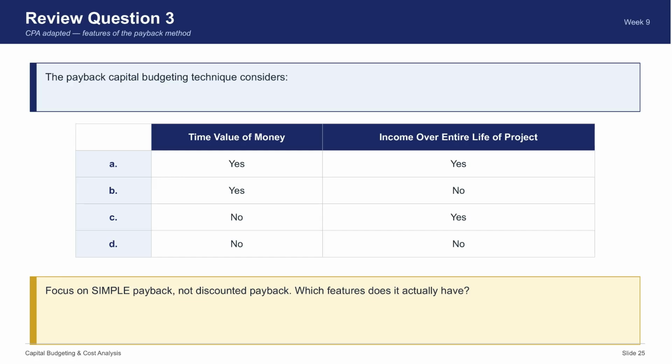Review question. Which features does the simple payback method consider? Does it account for the time value of money and income over the project's entire life? A. Both. B. Time value only. C. Full life only. D. Neither. Pause to think. Remembering this is simple payback.